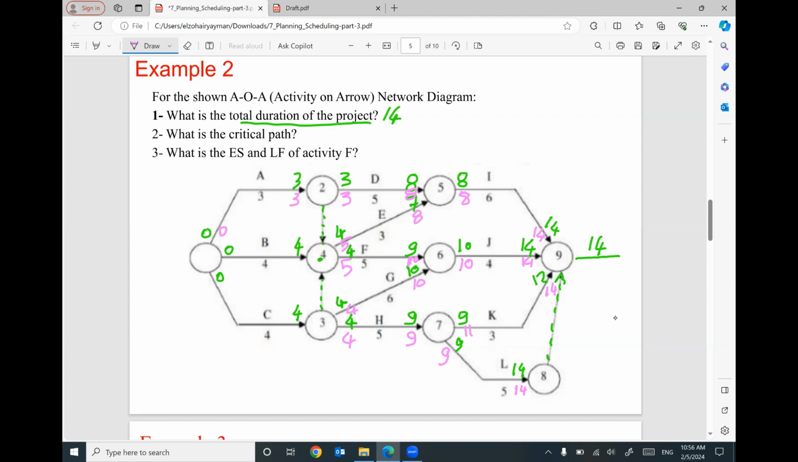For activity B, we have coming back this activity was 5, this activity was 5. And also we have 3 coming back, and we have 4 coming back. I'm gonna use the smallest one, which is 3. Does that make sense? That we are going to use the smallest one. We have 4, we have 5, we have 3. I'm gonna use 3. 3 minus 4 will be 1.